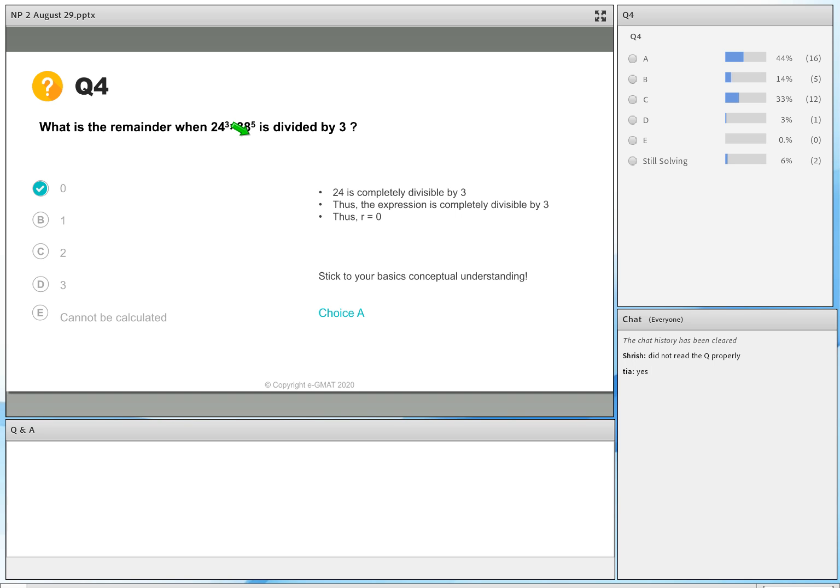Shrish did not read the question properly. That's a big problem. And this is the one that makes me very sad. This is such a careless mistake, such an avoidable mistake. If only we read things properly.